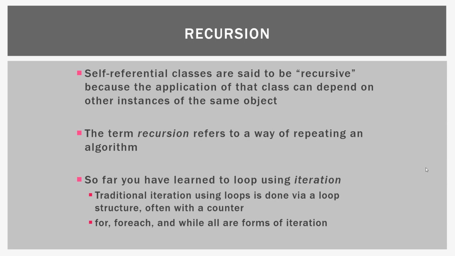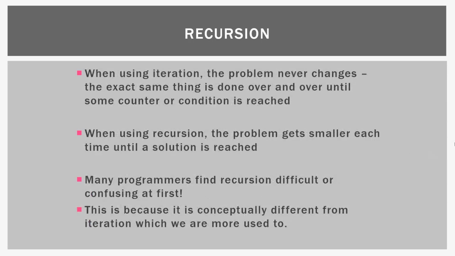And recursion is the same. The exit strategy is the most important part of it. Otherwise, you just get stuck forever. Now, the one main difference between iteration and recursion is that when you're using iteration, the problem never changes. You're doing the exact same thing over and over and over until some counter or condition is reached. But when you're using recursion, the goal is to make the problem a little bit smaller each time until you finally get to the smallest possible outcome.